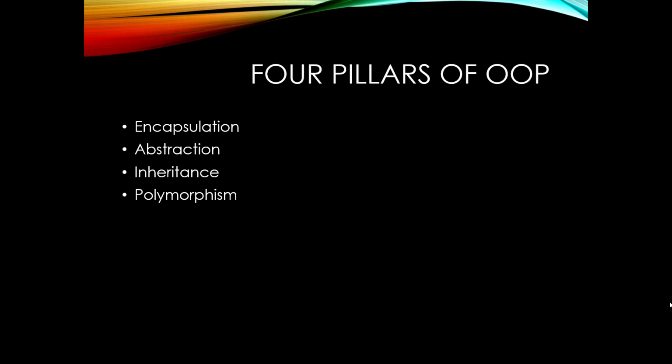Next, polymorphism. This means many forms. With polymorphism, you can use the same method name across different classes, and each can have a different behavior. Together, these pillars make your code more modular, maintainable, and scalable.